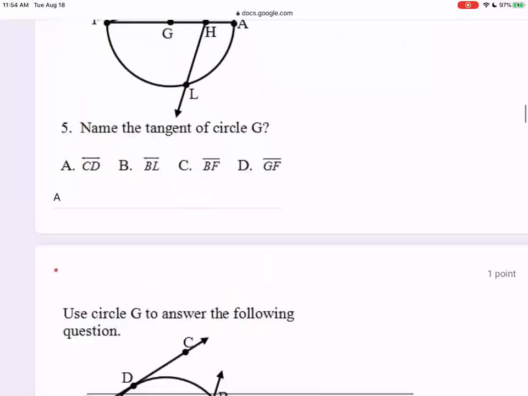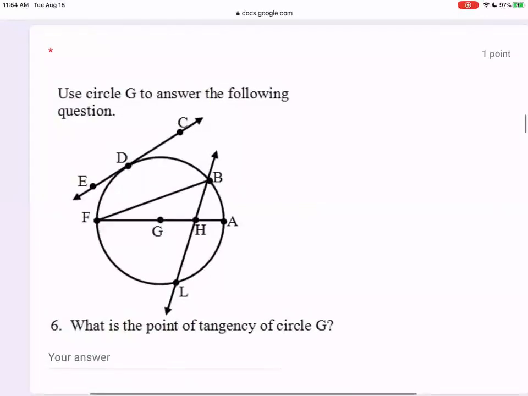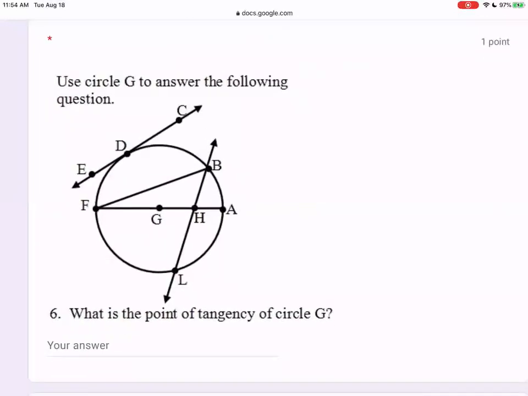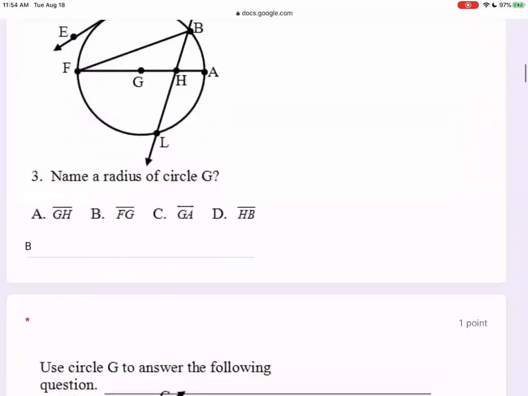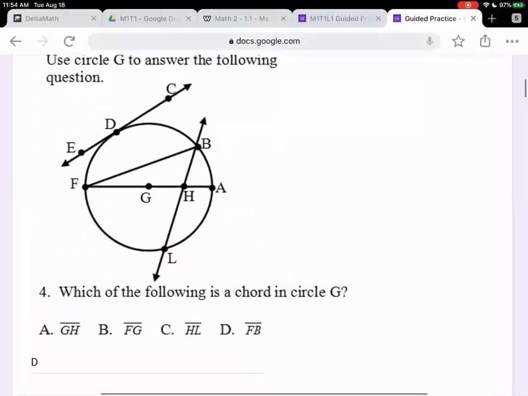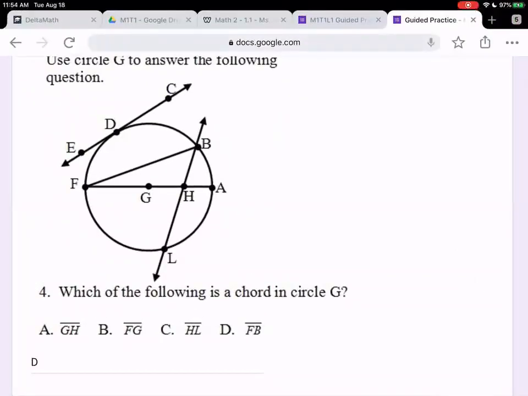Okay. I know it's a lot of me talking and a lot of internet. What was 4? Let me go up. Oops, sorry, I passed it. 4 was D because the line segment FB starts and ends on the outside of the circle.